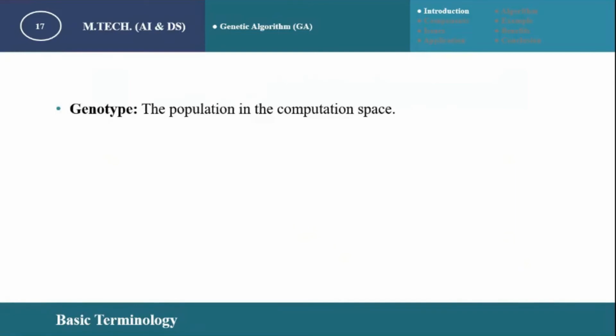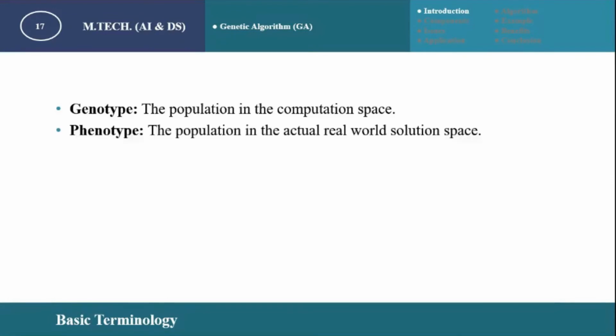And another term that is important in the case of genetic algorithms is genotype. Genotype is the population in the computation space. As I showed you in the previous slide, the population of solutions, the population of individuals, that is a genotype. And phenotype is the population in the actual real world solution space.